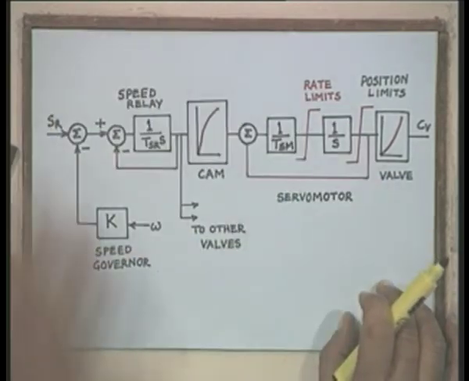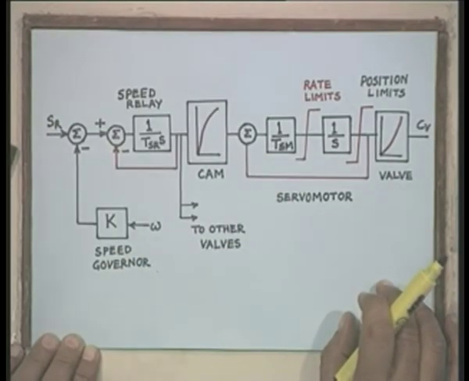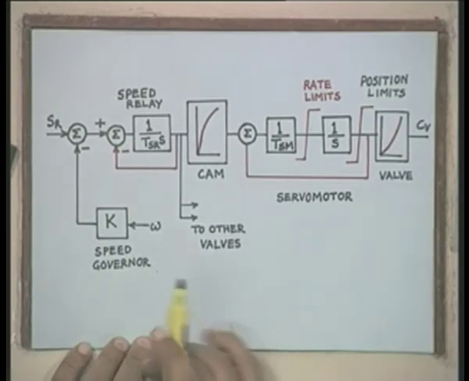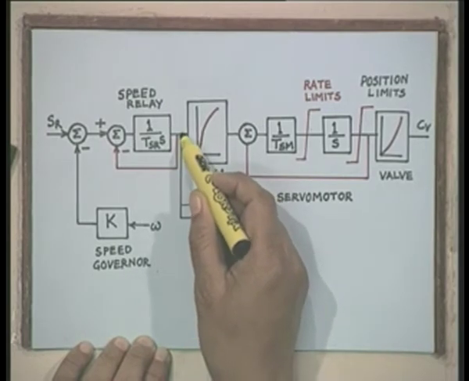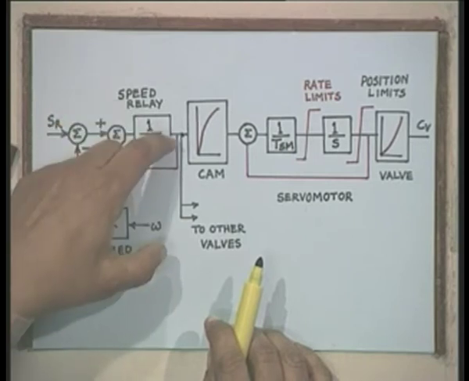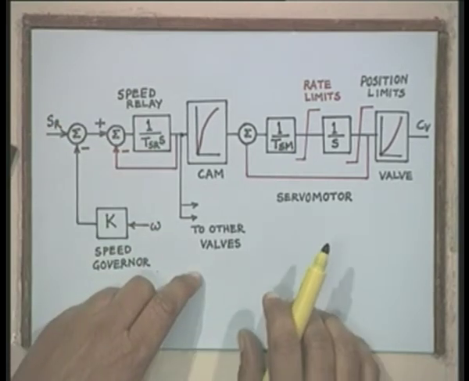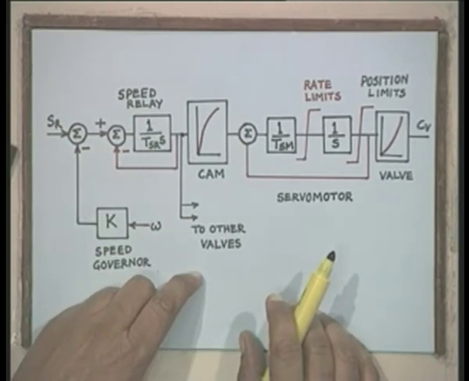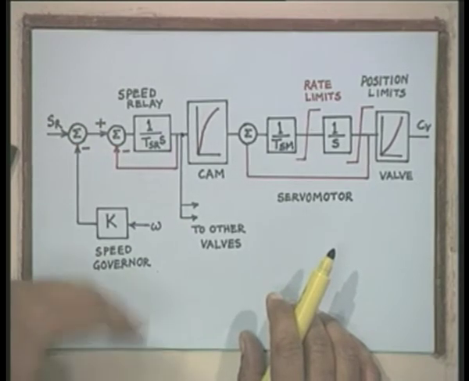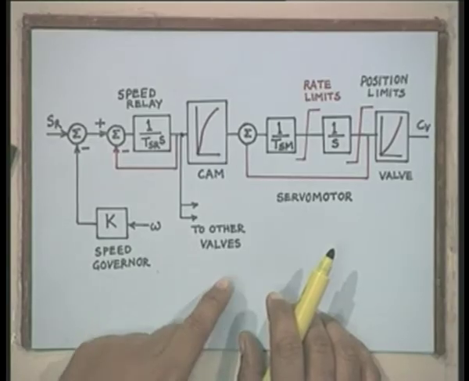Now, this is the complete transfer function model of a steam turbine governor. Here I have not shown it in this diagram, but the speed relay output can be used to control other valves also, because you may have, for example, the interceptor valve. Interceptor valve can also be controlled through this speed relay, that is why it is on other valves.